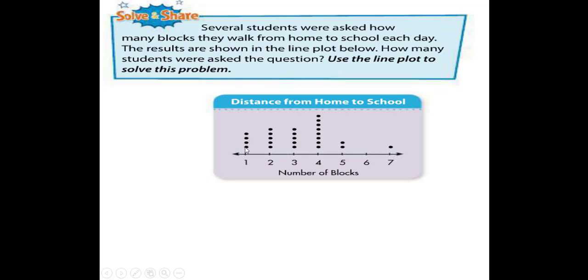Like we have here 1, 2, 3, 4. 4 students walk 1 block to go to school, and here 5 students walk 2 blocks. Here it's written number of blocks, so 1 block, 2 blocks, 3 blocks, 4 blocks, and so on till 7 blocks. And here is the number of students that were asked. So altogether, if we count them, this is 4 plus 5 plus 5, and if we count all of them, we get 25 students. So how many students were asked the question? The total number of group members is 25 students.